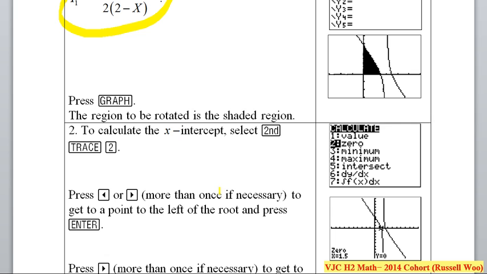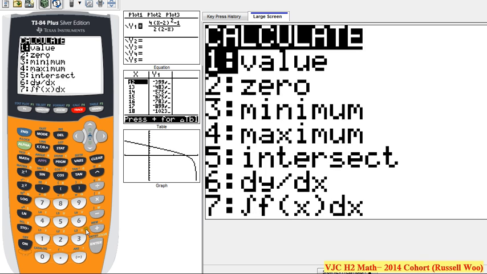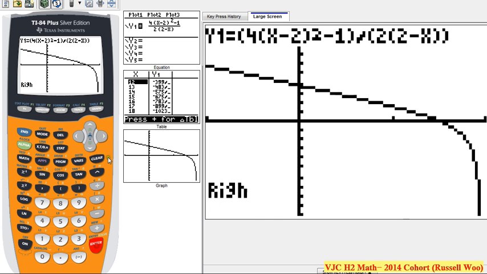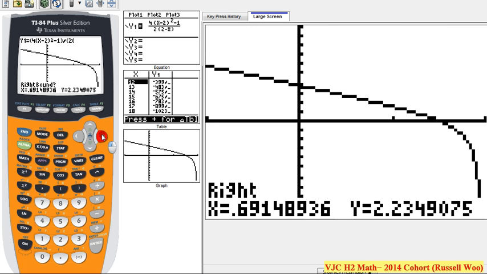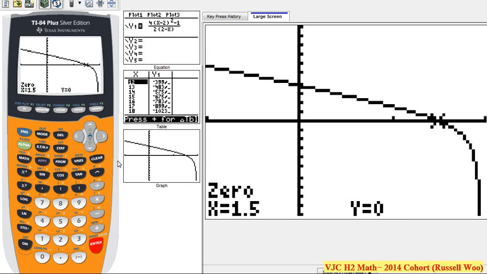Okay, now what do we want to do? What is very important is this: what is the limit of the integration? We have to find the x-intercept. So let's go back. We go to second, calculate, and then zero, which is actually to find the intercept. Left bound, right bound, guess. Okay, very good. X equals 1.5 here.